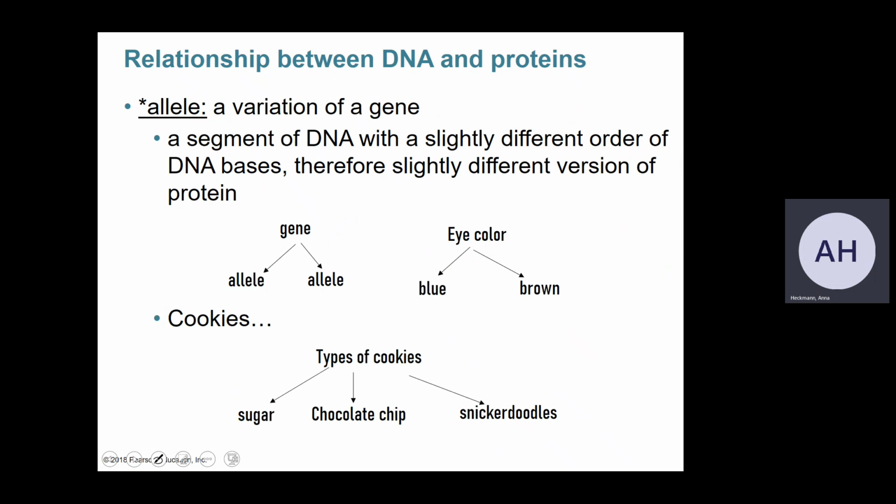An allele is a variation of a gene. So, for example, for the gene eye color, we have 2 variations, or 2 alleles, blue and brown. To continue our cookbook analogy, for the gene cookies, we would have different variations or alleles, such as sugar, chocolate chip, or snickerdoodles.